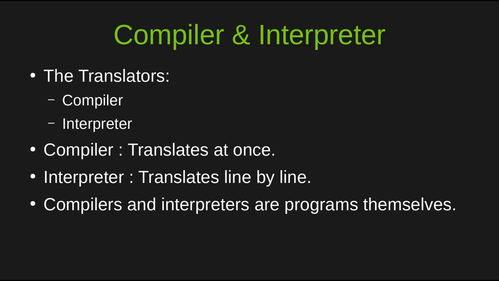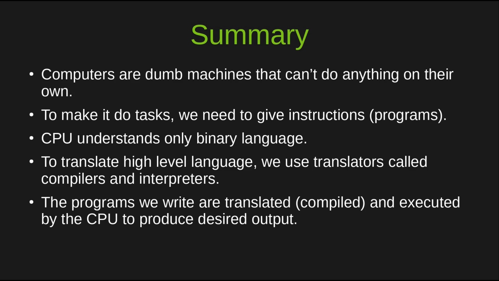Now this translator is what we call compilers and interpreters. Well, translator is just an abstract term. The actual program that we use for translating is called a compiler or interpreter. The only difference between a compiler and interpreter is the way it works. A compiler translates the entire message in one go, whereas an interpreter translates and speaks to the CPU line by line. There's an interesting fact to be noted here. Compilers and interpreters are themselves programs. So we'll see more about compilers and interpreters in the coming videos.